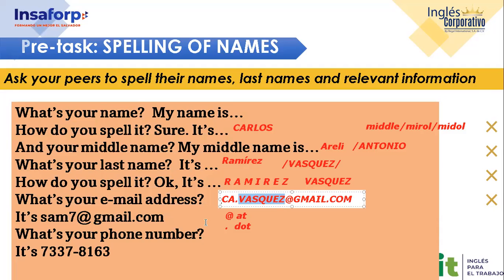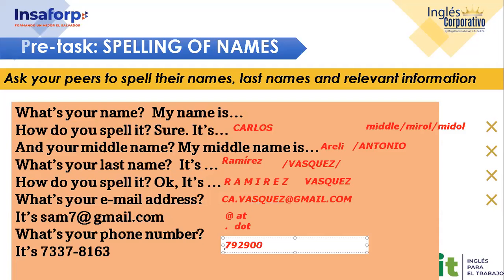And what's your phone number? It's 7-9-2-9-0-0. Two nine. Okay, 0029 this way. Yes. Okay, good. Let's see. Let's try with somebody else. Vamos a probar con alguien más.